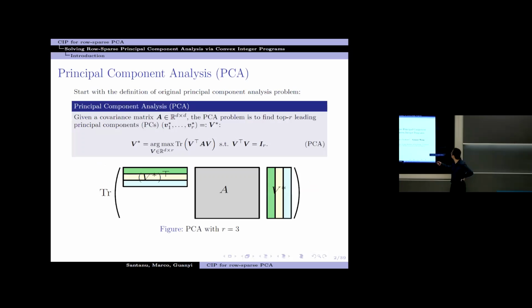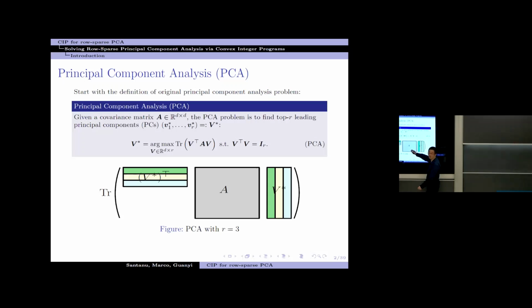Okay, so let's first introduce the background. What is sparse principal component analysis, or what is the principal component analysis problem? So it is the following. I give you a sample covariance matrix A, and the principal component analysis problem is to find out the top leading principal components. And the principal components in linear algebra, you could think of as the eigenvector. And it denotes like this.